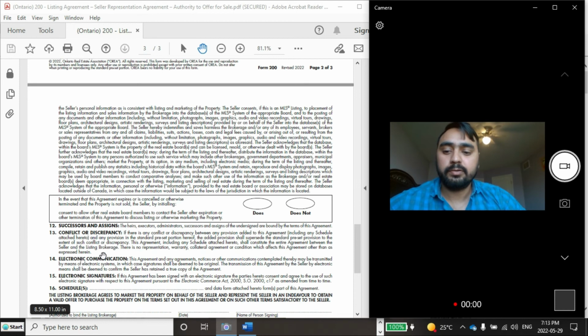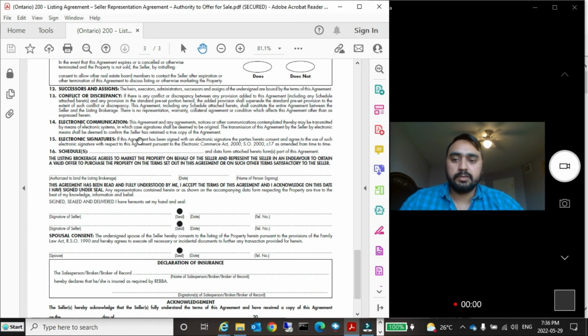So number 14 is electronic communication. This means that if this agreement has been sent by electronic means, it is still binding, legal and confirmed. Number 15 is electronic signature. Before July 1st, 2015, electronic signature was used only for the listing agreement for the seller and the buyer. But as of July 1st, 2015, the agreement of purchase and sale can use electronic signatures as well. But both the seller and the buyer have to agree to use the electronic signature in the agreement of purchase and sale.